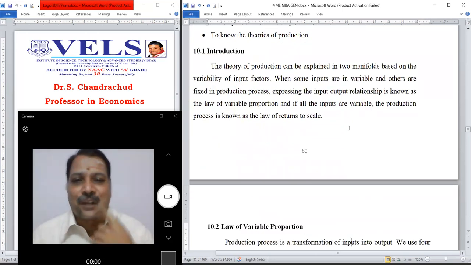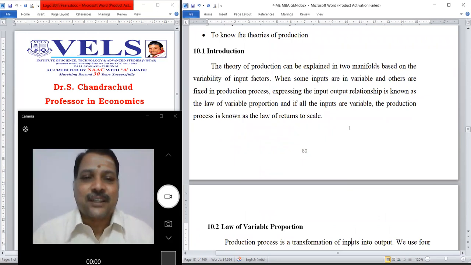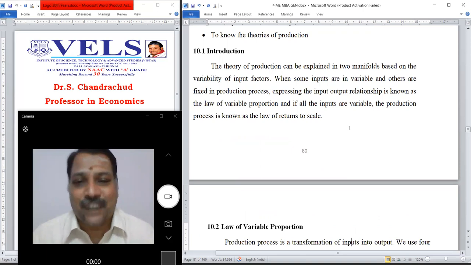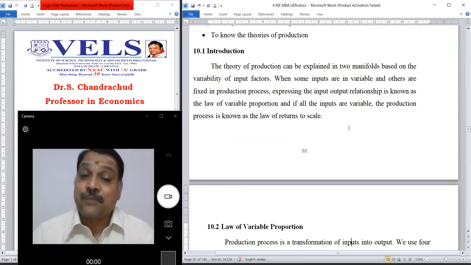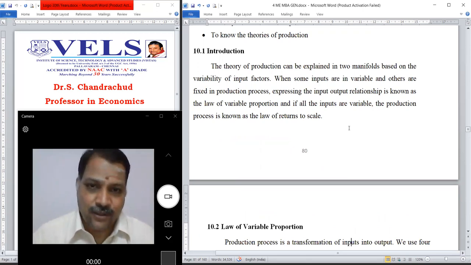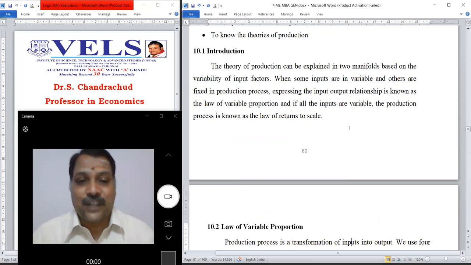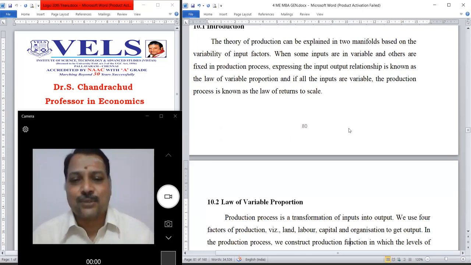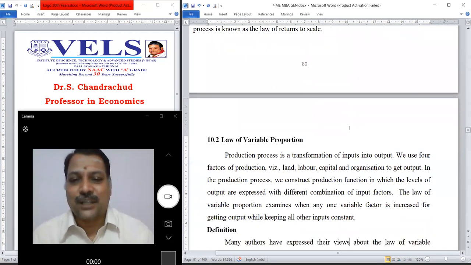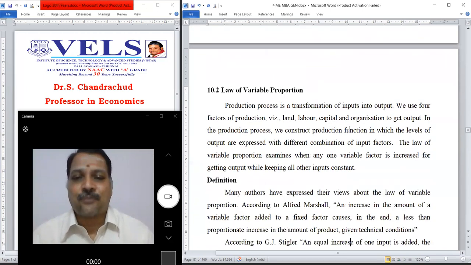The theory of production can be explained in two manifolds based on the variability in the input factor. When some inputs are variable and others are fixed in the production process, expressing the input-output relation is known as law of variable proportion. If all the inputs are variable in the production process, it is known as law of return to scale. Let us start with the law of variable proportion.